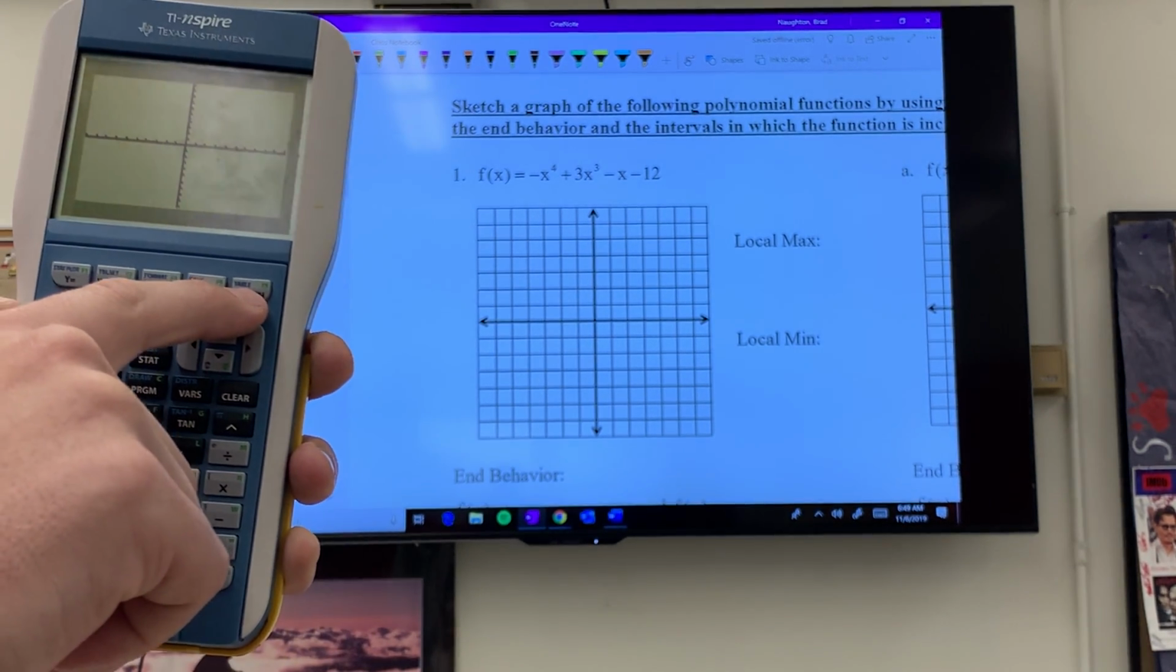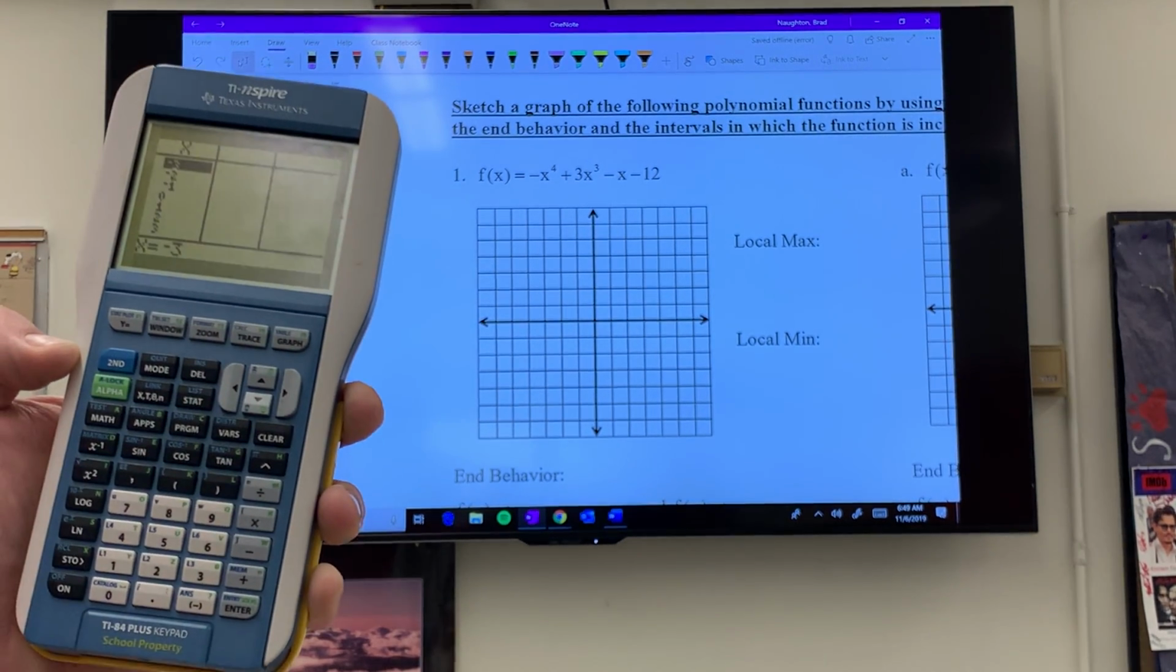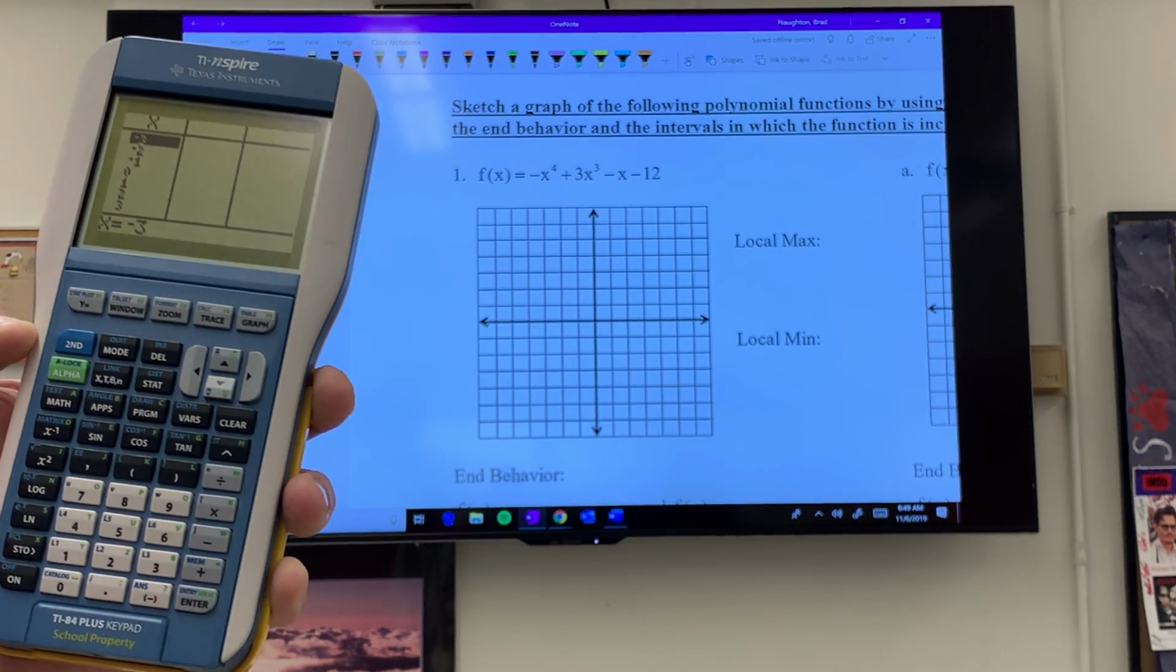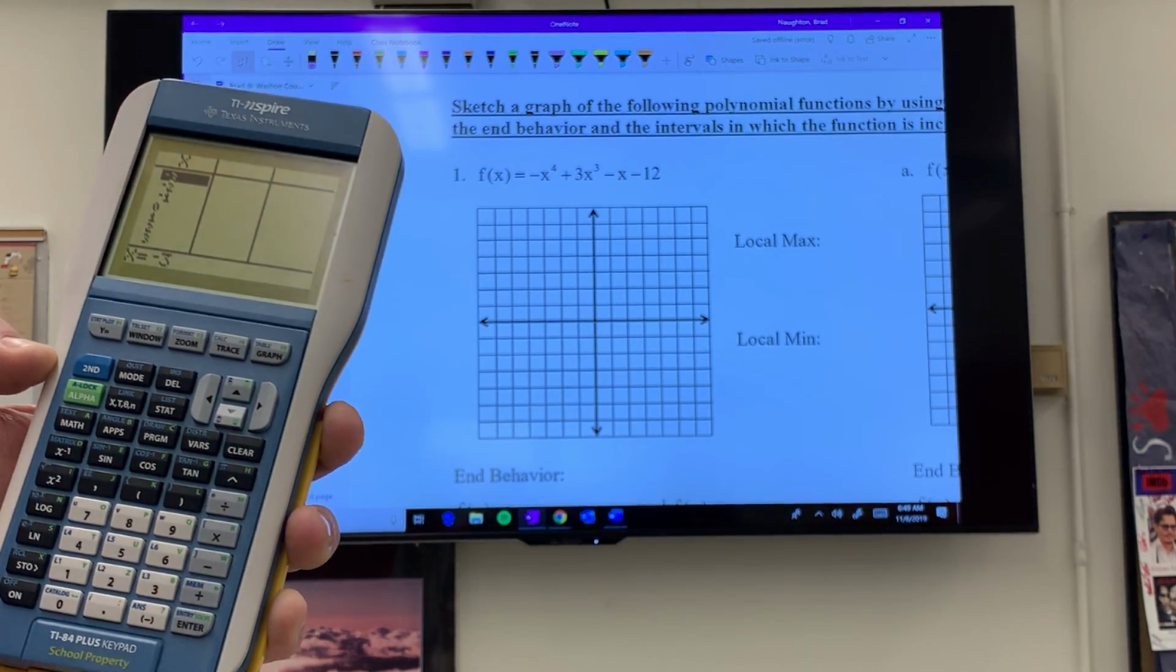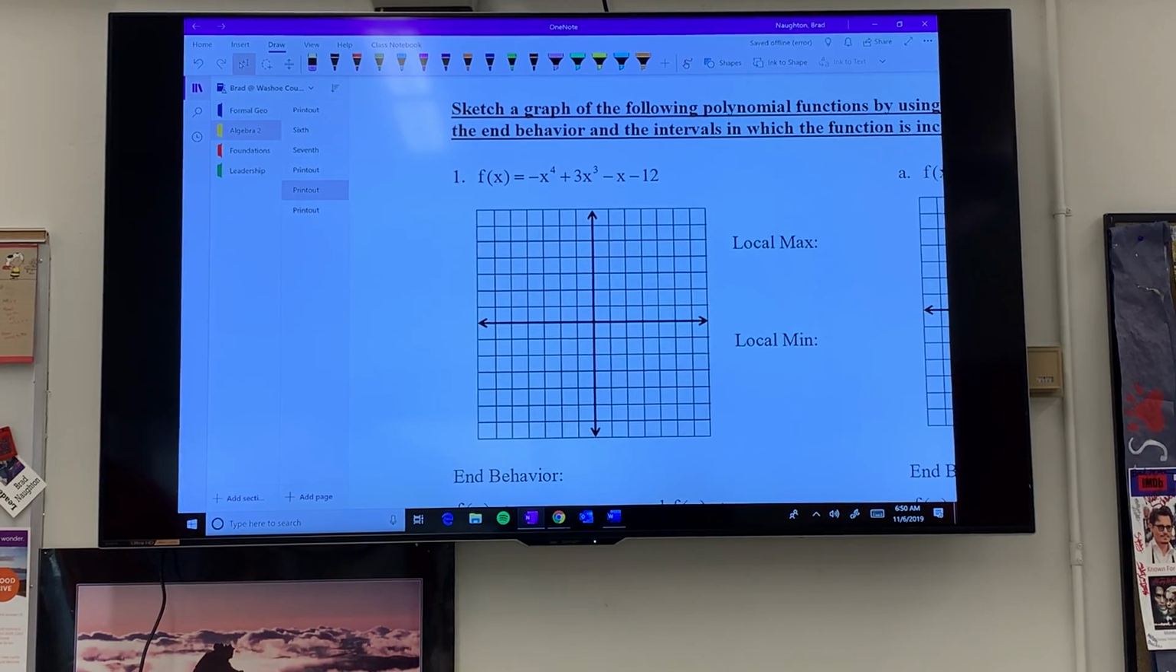Now, you see it says table right above it in a different color. So to get that, you would hit second graph, and that's going to go to your tables. I have nothing in there because, ladies and gentlemen, I haven't put it in yet. So grab your calculator. Let's go to town.